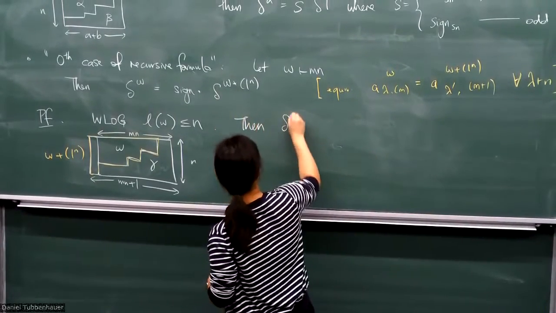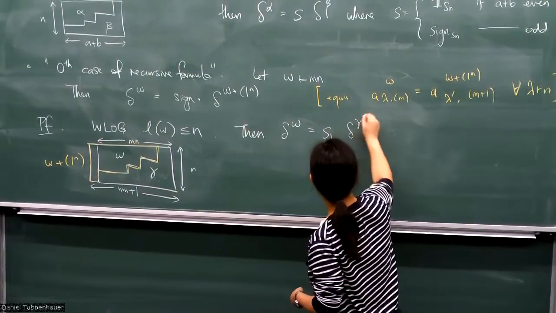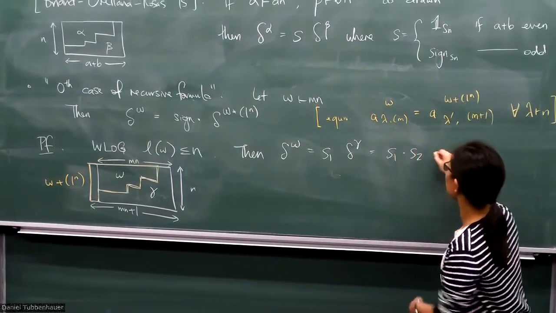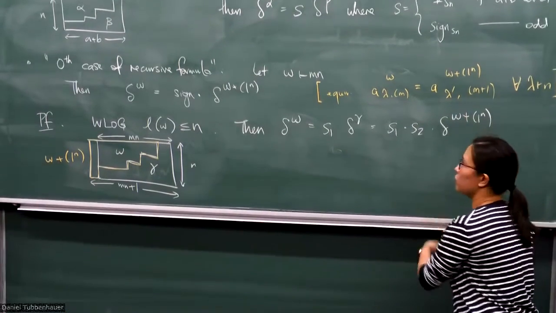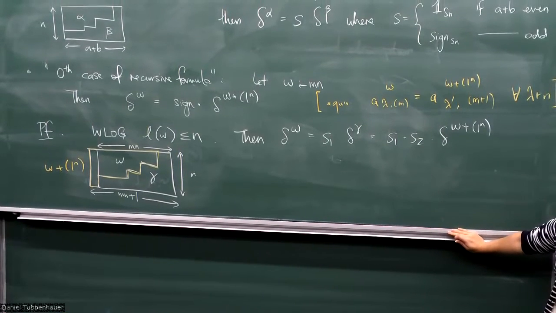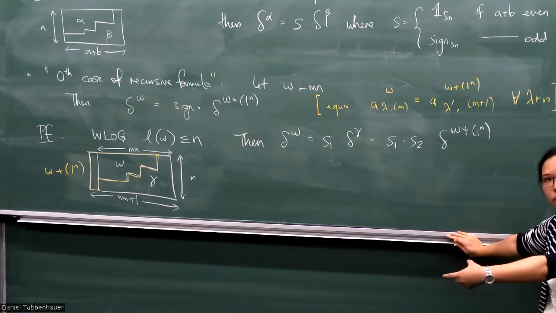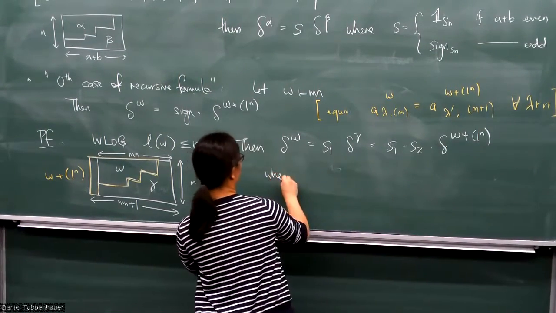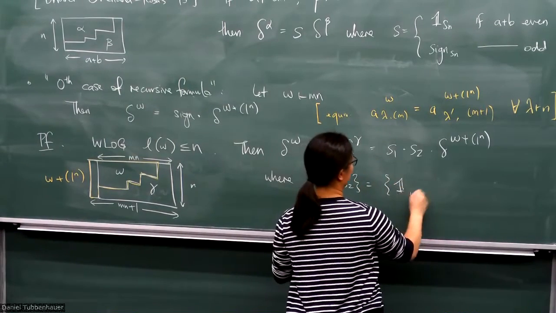Meaning the deflation of omega is some sign times the deflation of gamma, which is itself some sign times the deflation of omega plus 1 to the n. But these two signs are just trivial and assigned in some order, because we took rectangular complements inside two rectangles, one of even width and one of odd width. So s1 and s2 are trivial and assigned.